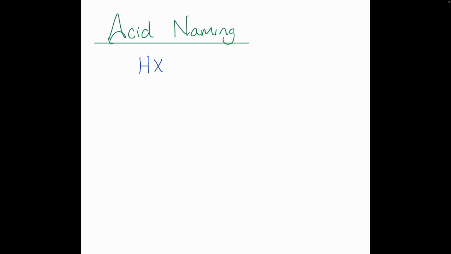All right, the next one, we're going to talk about acid naming. And there's sort of like 2 forms of acids, 2 types of acids, 2 buckets that they expect you to know. The first one has this same format, HX, where X is a halogen.